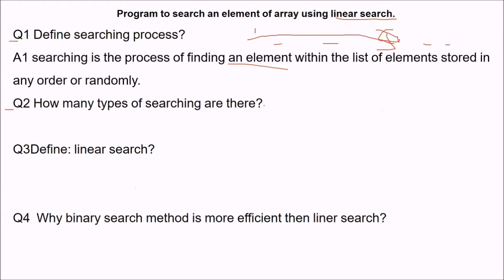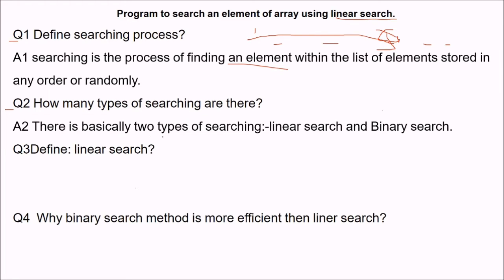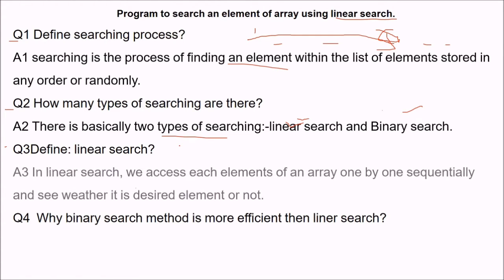Two, how many types of searching are there? There are various types of searching, but basically two types of searching are there. First is linear search, then binary search. Linear search is also known as sequential search. 3. Define linear search. What do you mean by linear search?